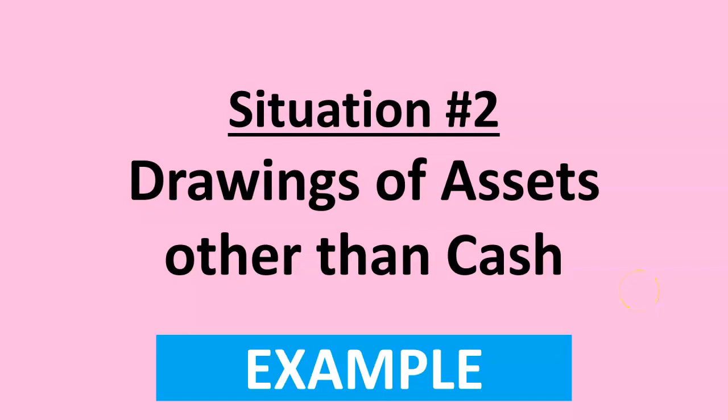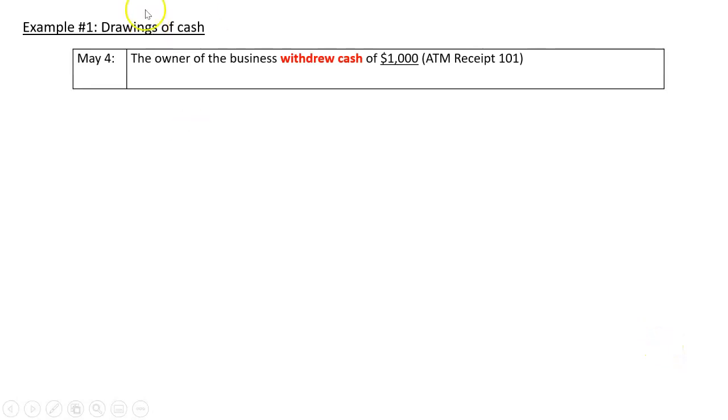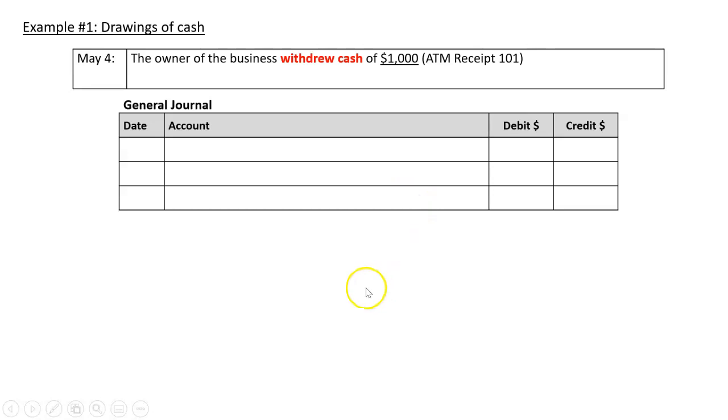Let's process an example of situation number 2, which is the drawings of assets other than cash. And before we do that, we've actually been doing drawings for quite some time now. So let's take an example we can already do. Example number 1, drawings of cash. On May the 4th, the owner of the business withdrew cash of $1,000, and we've got an ATM receipt there. Well, we've been doing that for a while.